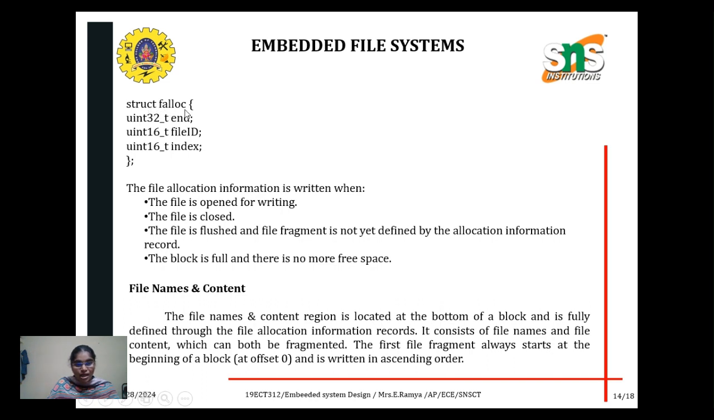So struct for file allocation. FALLOC defines file allocation. In file allocation, we have to mention the uint32 data type, and file ID and then index. The file allocation information is written when the file is opened for writing, and when the file is closed.